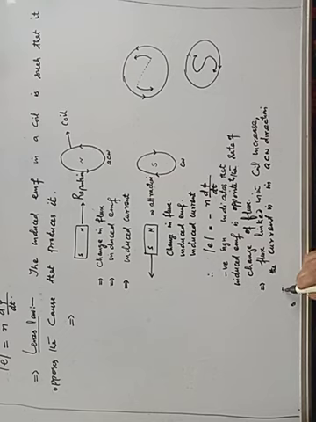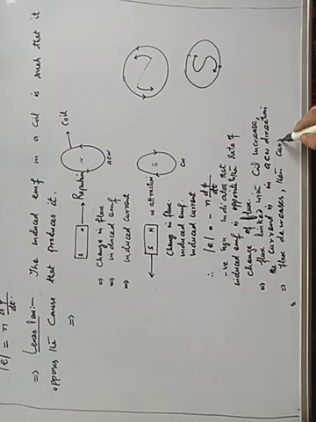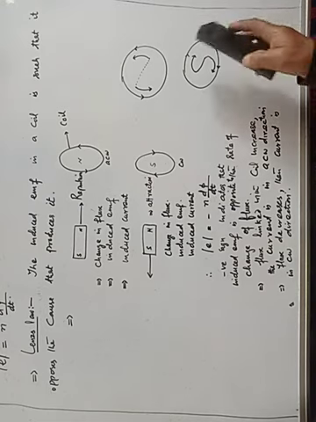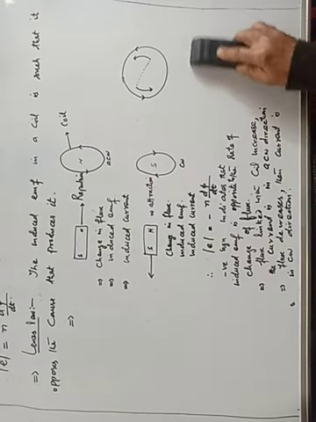One thing. Second one. When flux decreases, then current is in clockwise direction. Current is in clockwise direction. Now, how to verify the law?